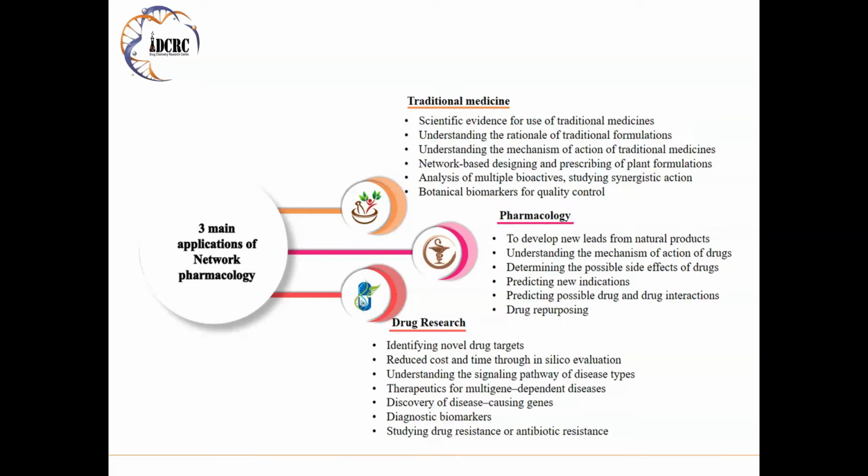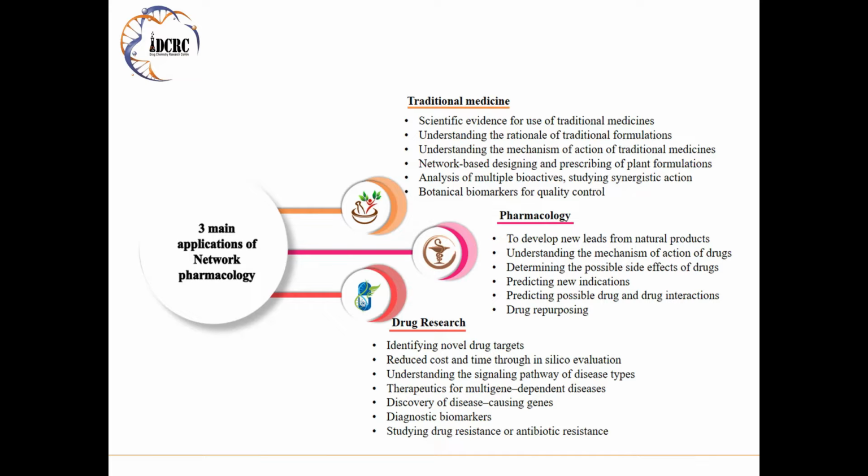Then reduce cost and time in in silico evaluations. I told you that we can understand a particular mode of action, or various aspects of a new drug entity, so by these we can reduce the cost of drug development. Then understanding the signaling pathway of disease type: we can compare the pathway of a diseased individual with a non-diseased individual. By comparing the different networks, we can get an idea of the basic important pathways involved in disease progression.